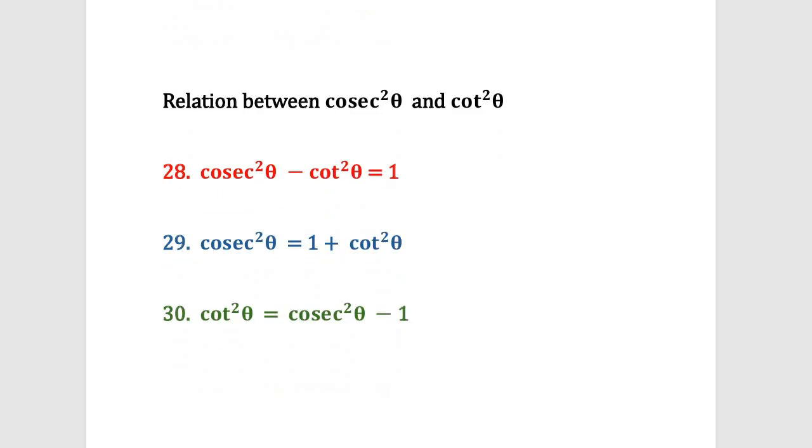And lastly, relation between cosec square theta and cot square theta. Formula 28, cosec square theta minus cot square theta equals 1. From this formula 28, we can get two other formulas, formula 29 and formula 30. Formula 29, cosec square theta equals 1 plus cot square theta, and formula 30, cot square theta equals cosec square theta minus 1. These are the 30 most important trigonometric ratios and formulas.